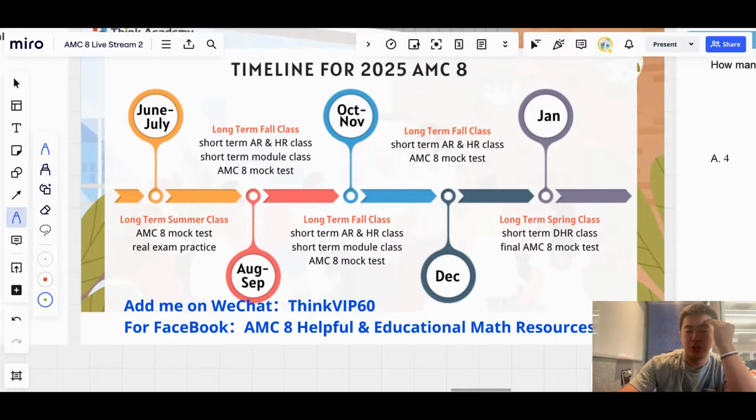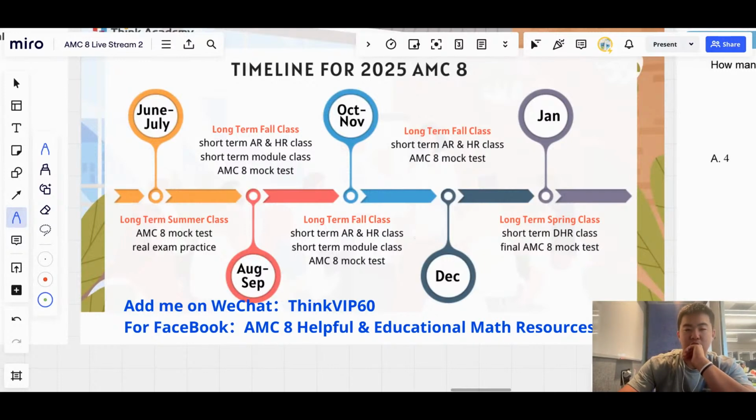As we step into August and September, we will have our first round of AR and HR classes. The AR class is designed specifically for those who are aiming to achieve the Achievement Roll in the AMC, and the HR class is designed for those who are shooting for the Honor Roll. The HR class will have the exact format as the AR class, but a little bit more challenging, as the focus of the class will shift a little bit to the later part of the problems.